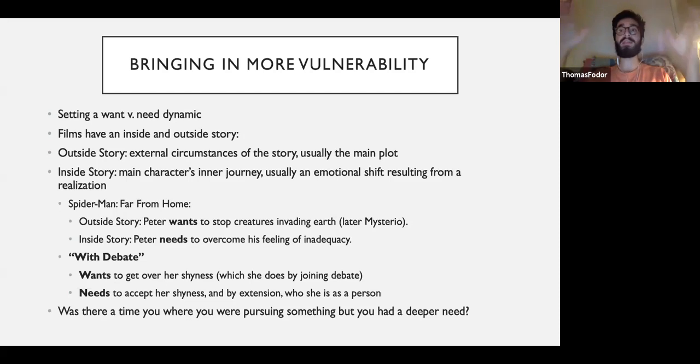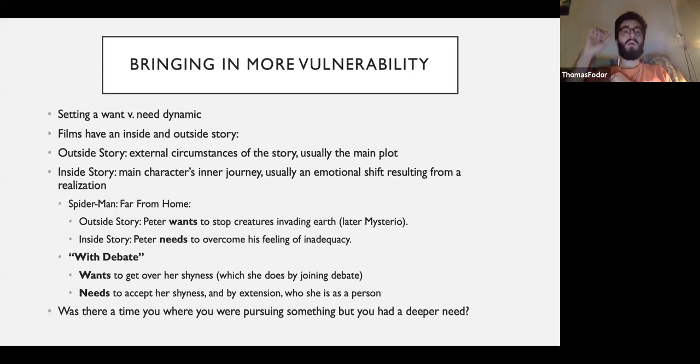But in the story, you see this external conflict, which is really just a tool for the screenwriters and the directors to tell the internal story of Peter overcoming his feelings of inadequacy. And you can use this same kind of concept in your own writing and in your essay. So we can see this with debate. And as a reminder, the debate essay was about a student who was shy and didn't feel confident, but then overcame that by joining debate.